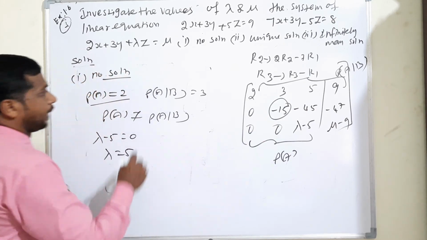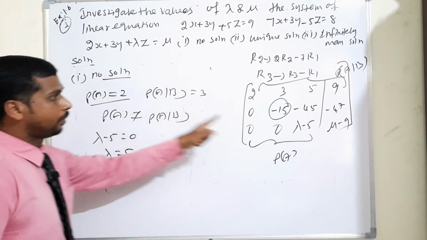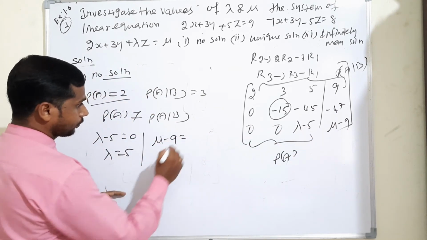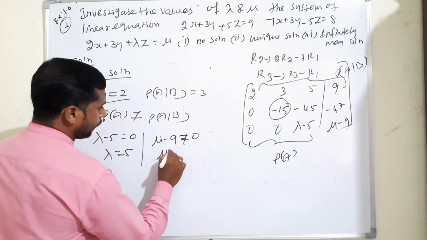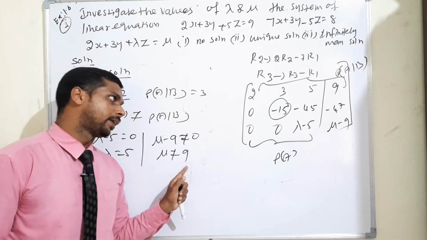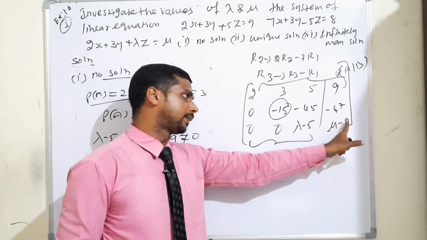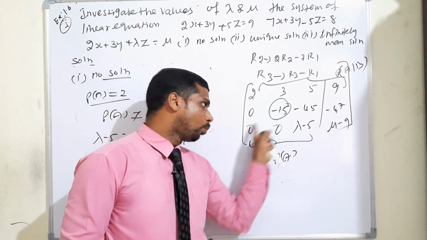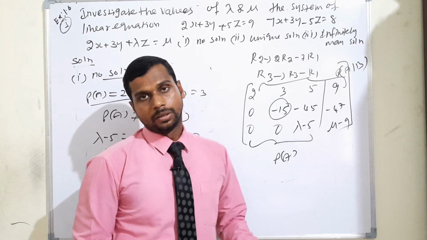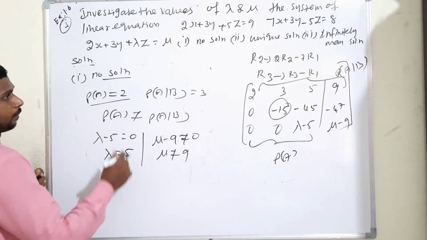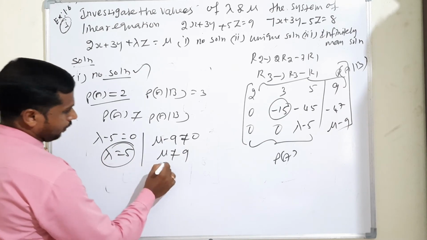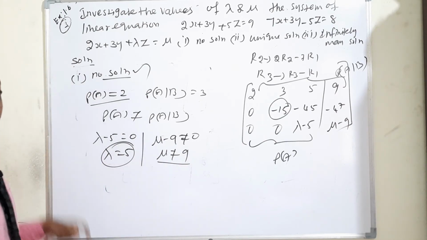Moving to next one, rank of A with B always equal to 3. Equal to 3 means mu minus 9 not equal to 0, isn't it? Therefore we can say mu not equal to 9. Positive 9 only, not positive, even take it minus 9 also. If you take it minus 9, look at there, minus 9 minus 9, minus 18 will come. Any one term also, if it is not 0, definitely we can say that is non-zero row. If a non-zero row, we can say this is called no solution. How? If lambda is equal to 5, mu not equal to 9, it is called no solution.